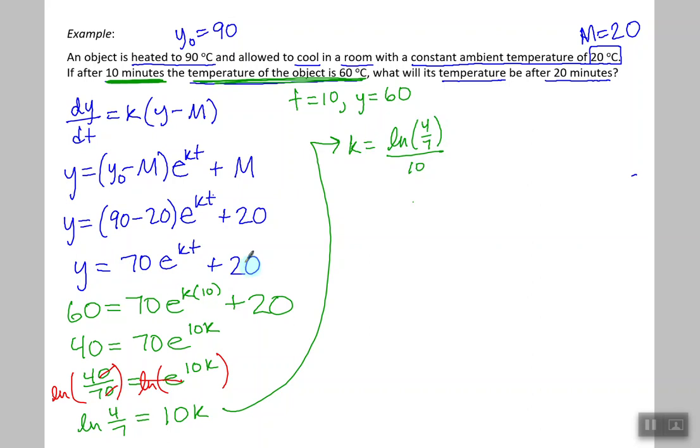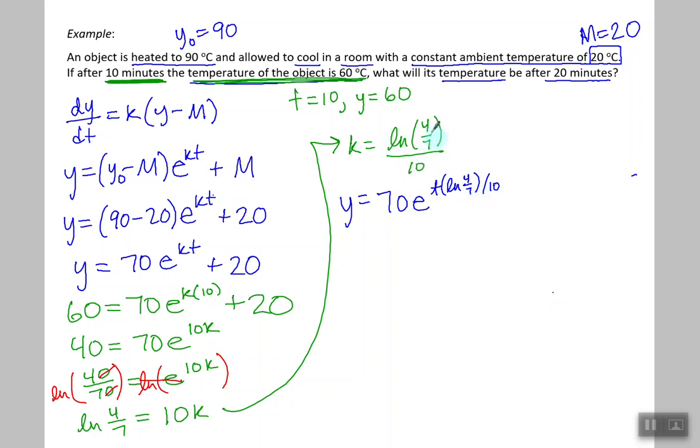Let's rewrite that particular solution, but with the k value in it. So now we have y equals 70e. Instead of kt, we can write this as t times natural log of 4/7 divided by 10. Now you may be wondering why it seems like k is a positive value.